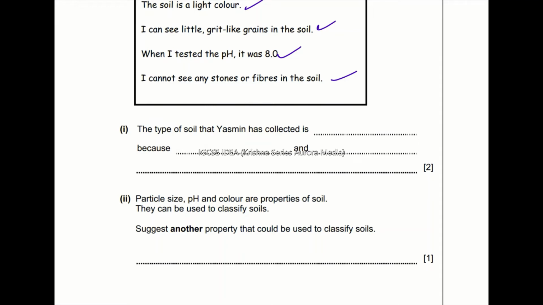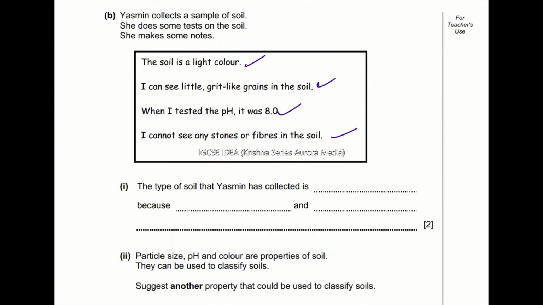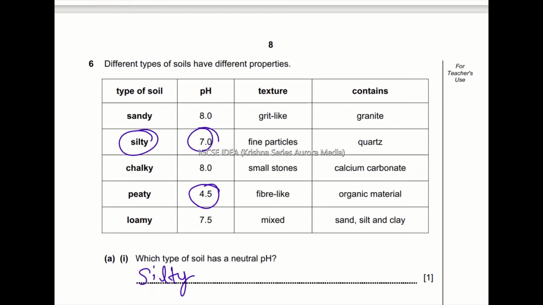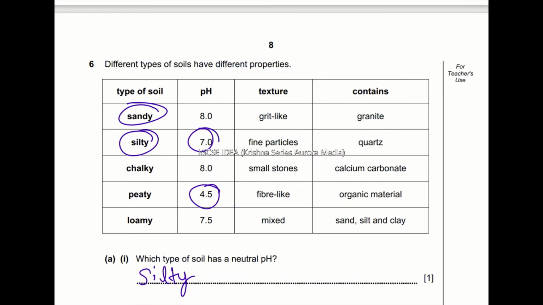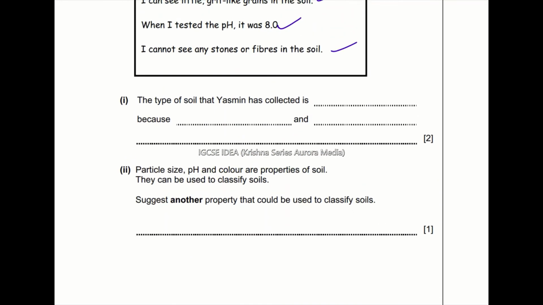Okay, so let's go back to the table. What soil has all these features, which is light in color? It has grit-like grains. Its pH was 8. And no fibers or stones in the soil. Sandy soil is the best option as its pH is 8 and it's grit-like. So it might be sandy soil. The type of soil that Yasmin has collected is sandy.